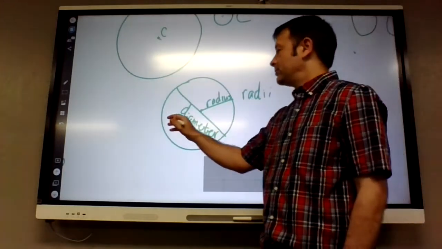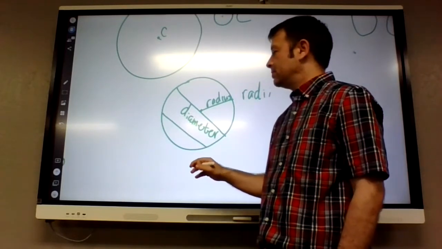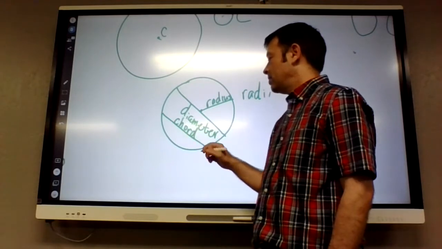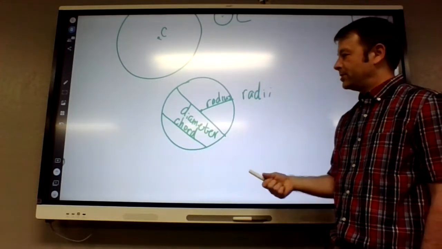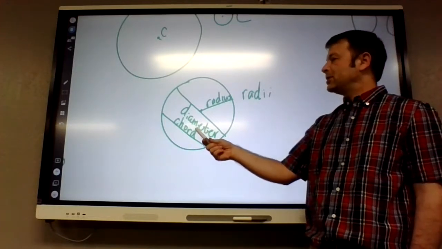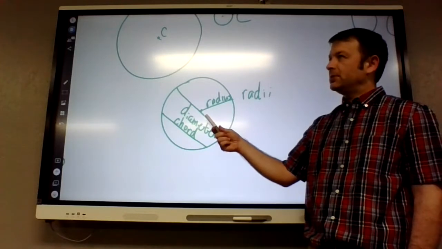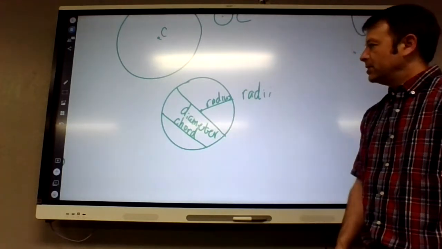What if it goes from one point on a circle to another and it's like a chord, string or something? Chord. Like a guitar chord, you know how the chords go across the hole in the guitar. So a diameter is a type of chord because it's a chord that goes through the center.